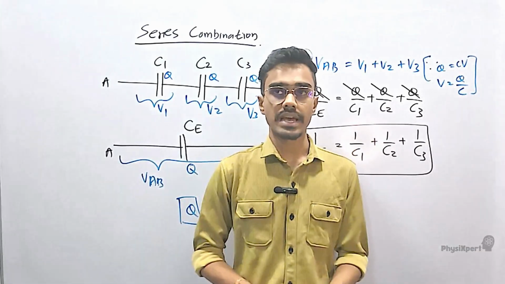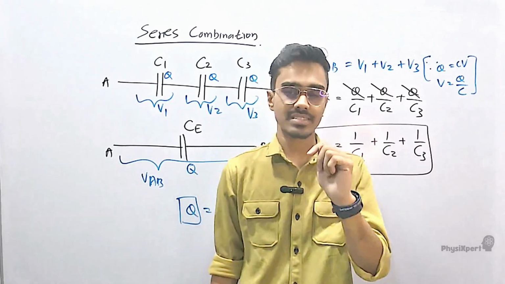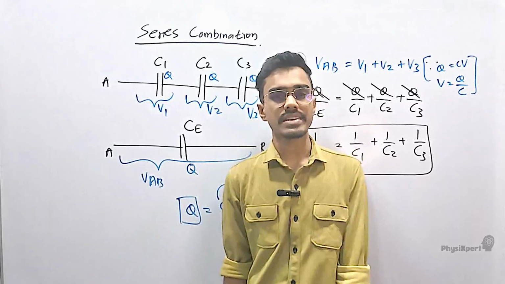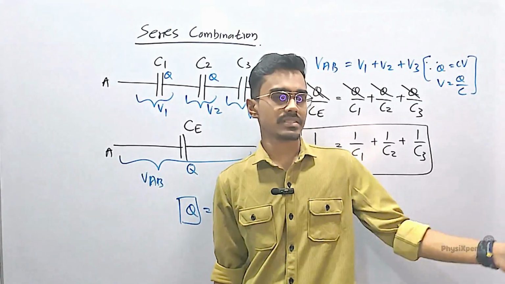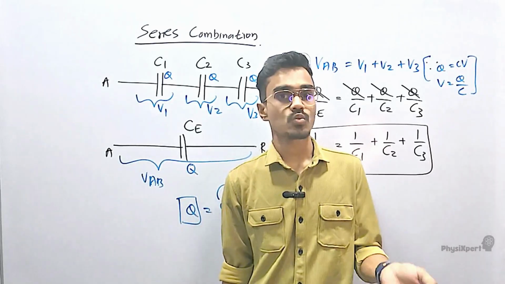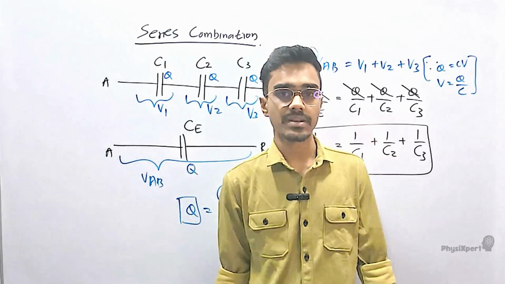So just know that capacitors act exactly the opposite way to resistors. When resistors are in series, the equivalent is R1 plus R2 plus R3. When capacitors are in series, it is 1 over C1 plus 1 over C2 plus 1 over C3. So this is about the series combination.